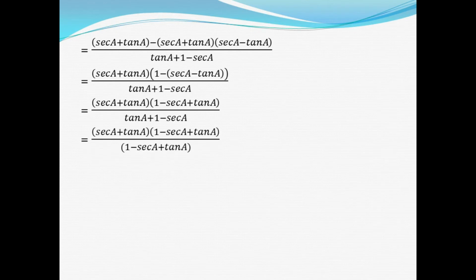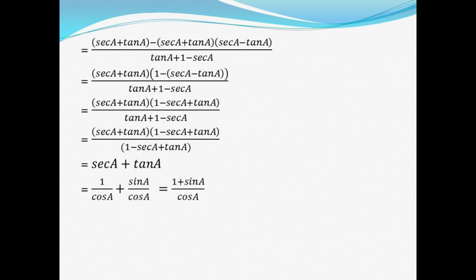There is no change in the denominator. The next step is just rearrange the denominator. Because the same 1 minus secant A and tan A is there in the denominator, so we are rearranging. Now cancel 1 minus secant A plus tan A, we will get secant A plus tan A as the answer. Secant A can be written as 1 by cos A, tan A can be written as sin A by cos A. That's equal to 1 plus sin A by cos A, which is equal to RHS. Hence, we have proved our result.